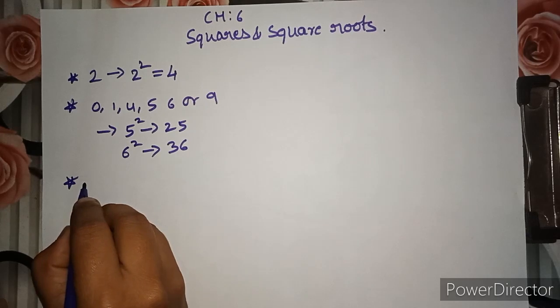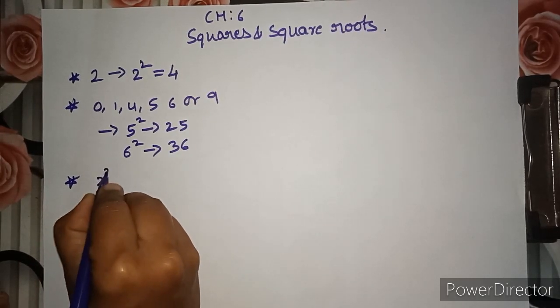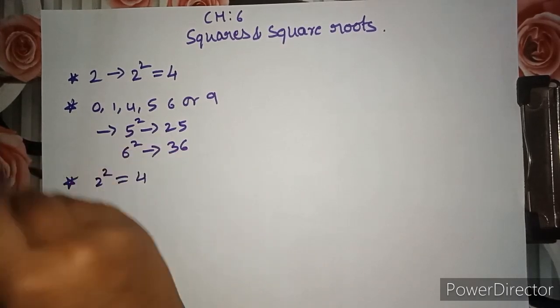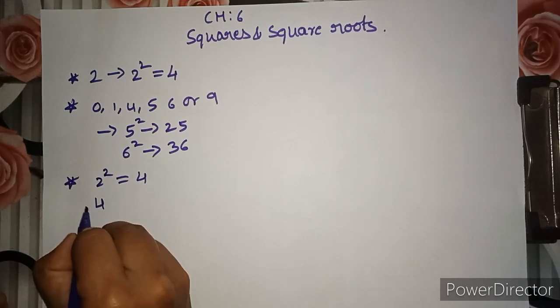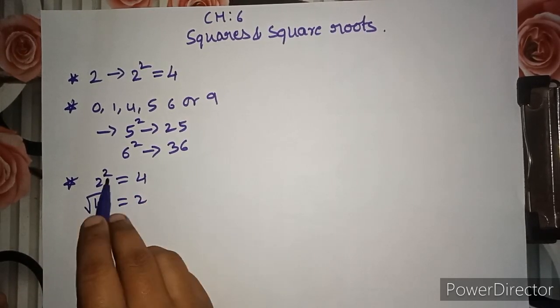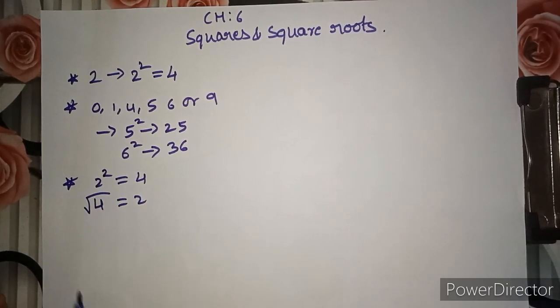Square root is the inverse operation of a square. Inverse operation means 2 squared is 4, and its inverse, the square root of 4, is 2. Square root is the inverse operation of square.